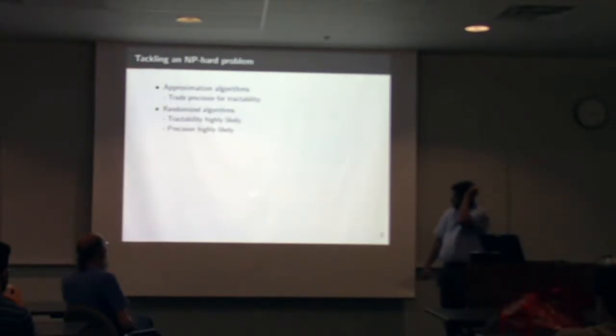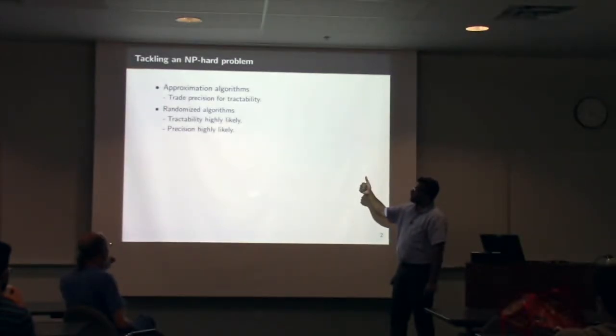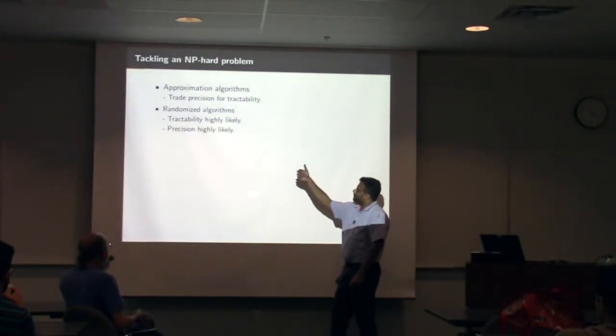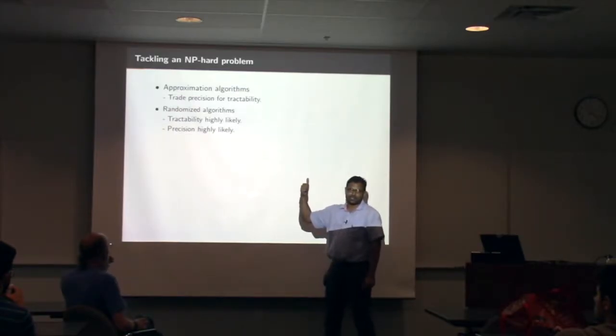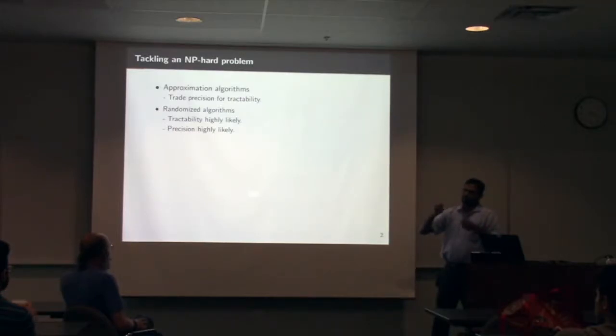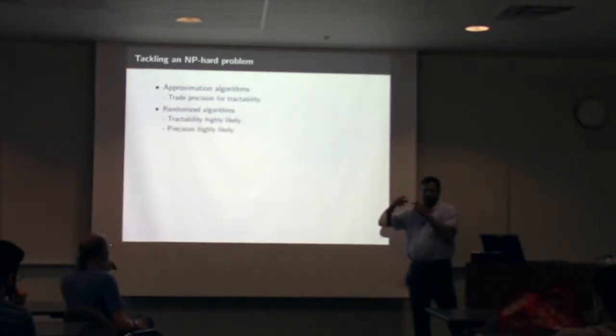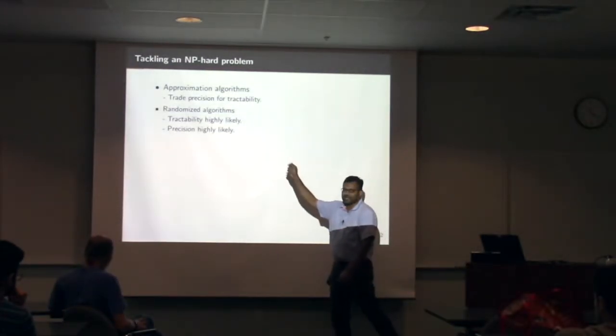The second approach is to actually randomize the algorithm. If you randomize the algorithm, you achieve tractability highly likely, or you achieve precision highly likely. If you look at quicksort, for example, you randomize the pivot. Then the running time on expectation is n log n, but in the worst case is n squared. But you always get things around the expectation. So you are getting tractability highly likely.